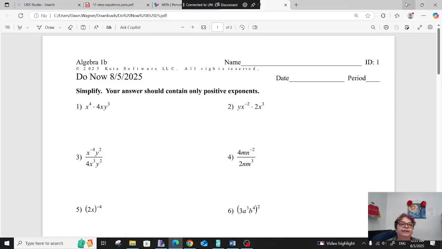Okay. So for these, all we're doing is multiplying. You multiply coefficients, you add exponents. So in this case, I put 1 here for my exponent on the x, and this would be 4x. You would add the 4 plus 1 to get x to the 5th power. And then you'd have y to the 3rd. Any questions on that one?